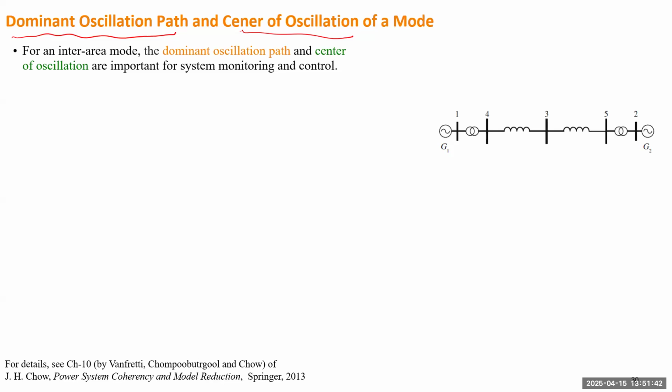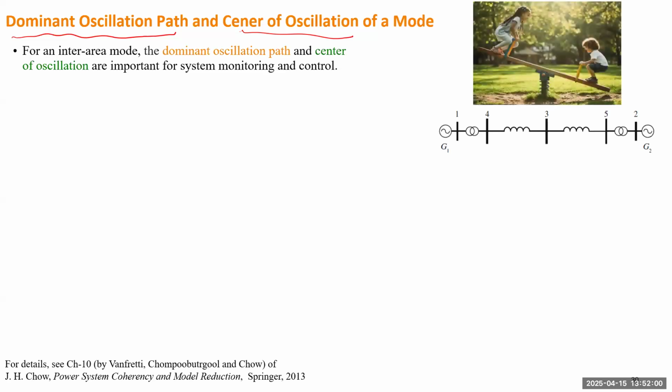Okay. So what do those concepts mean? Let's consider this very simple system. It's just two generators oscillating against each other. So this system, if you do linearization, has just a single oscillatory mode. So we can consider this analogy, right? When it oscillates, one side is going up, the other side going down, and there's some central point. That point doesn't move at all.